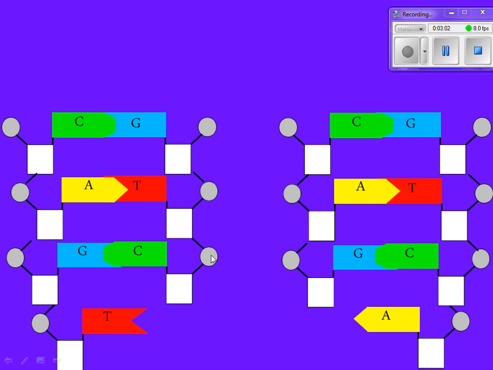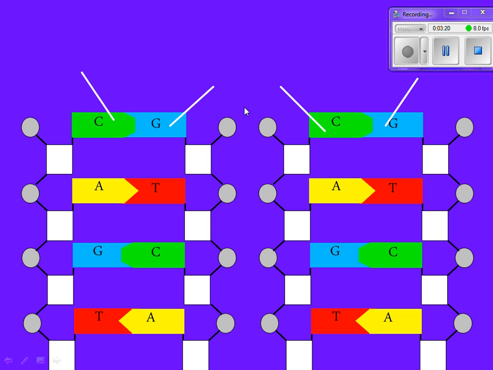If not, we get what's called a mutation. And that could be helpful, that could be harmful, or that could have no effect. A lot of times mutations don't have a whole lot of effect, but some that are harmful are really harmful. They can be fatal. So the result again is two new strands that are identical to one another.